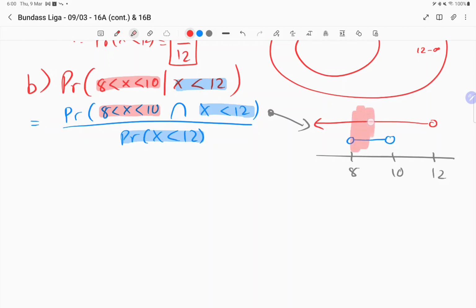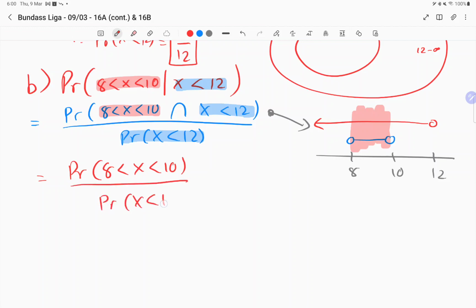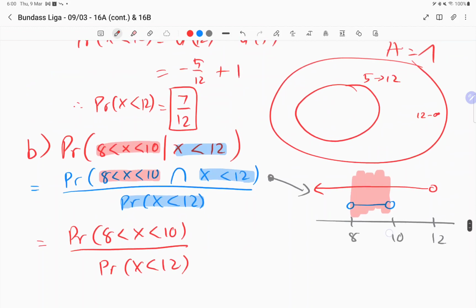8 to 10, that's right. That's the only overlapping area between these two lines. Make sense? And that means that the top area would just be probability of 8 to 10. So 8 less than x less than 10 over probability x less than 12. Does that make sense? It's like on the number line. So think of it this way, right?